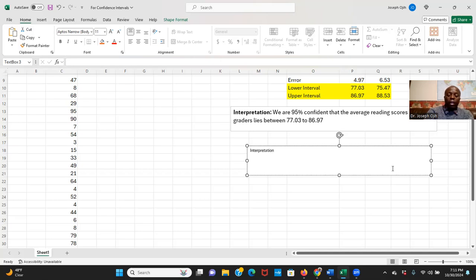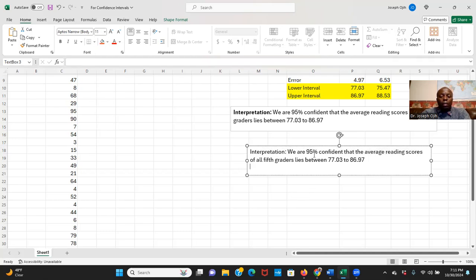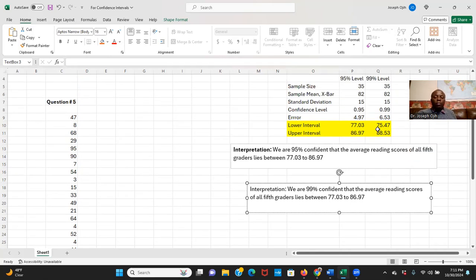It's something we just change the numbers, that's all. We are 99% confidence this time around. Okay, 99, because we changed it to 99. That the average reading score is right between 75.47 to 88.53. This is new for you. Okay, and that's the interpretation now.